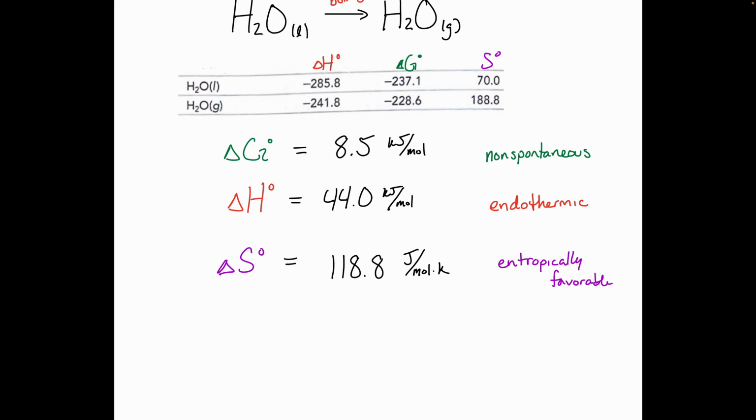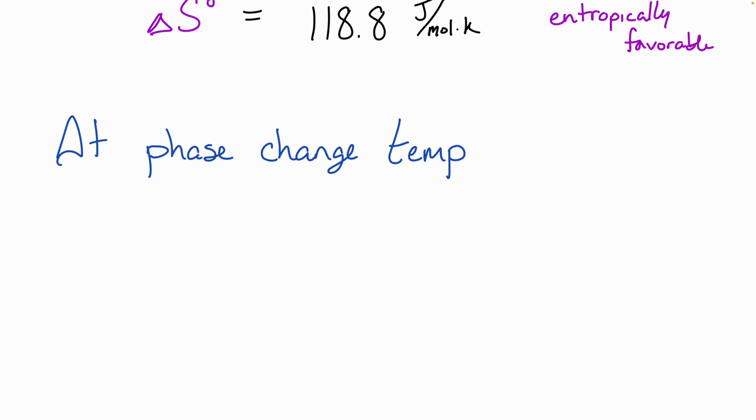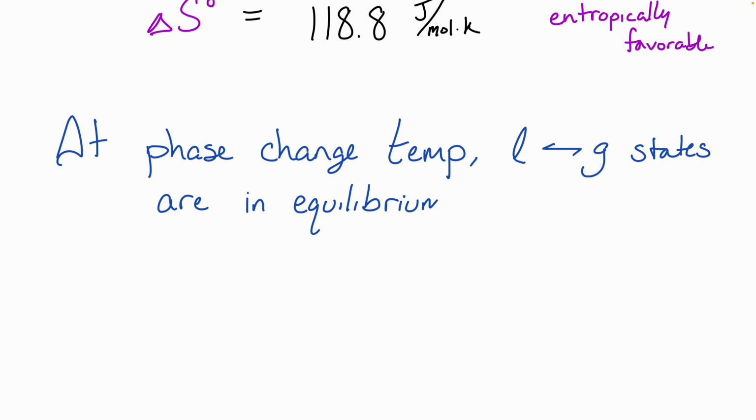All right, but what we're going to use is the fact that at that phase change temperature, the liquid and gas states are in equilibrium, where the delta G is equal to 0.